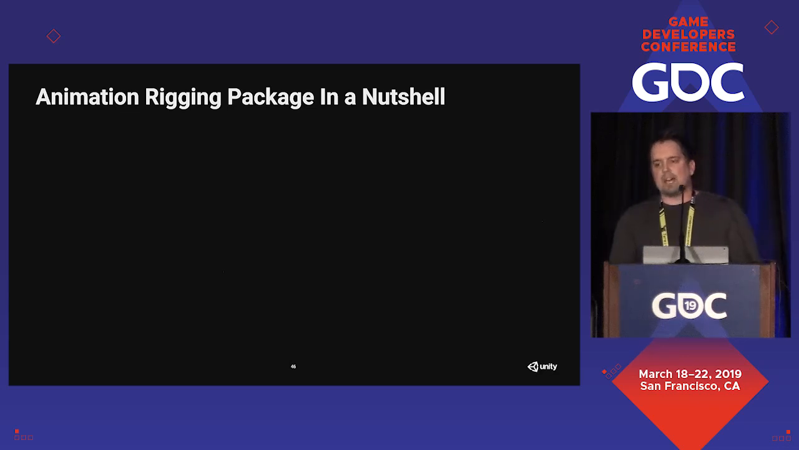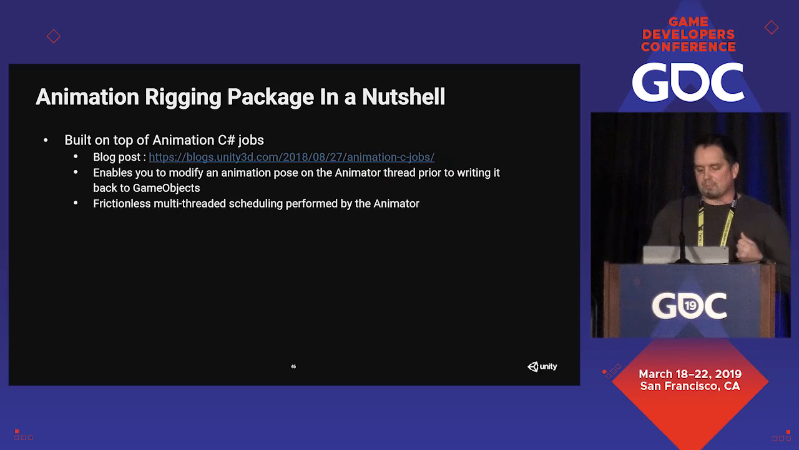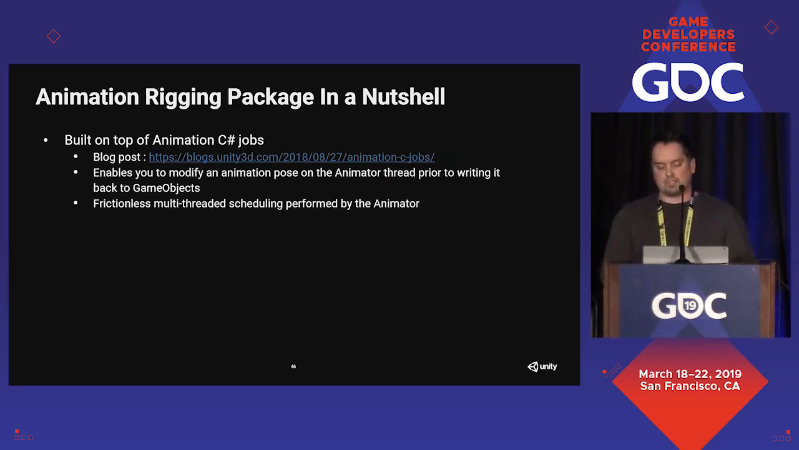So let's take a step back and look at the animation rigging package from a developer's point of view. It's currently built on top of C# animation jobs using the Playables API. Unfortunately, we won't have time to go through the details of this tech, but it's worth reading the following blog post as an entry point. And briefly, C# animation jobs enable you to modify an animation pose on the animator thread prior to writing it back to the game objects. And since the animator takes care of scheduling the work per character, it makes it easy to write safe multi-threaded code.